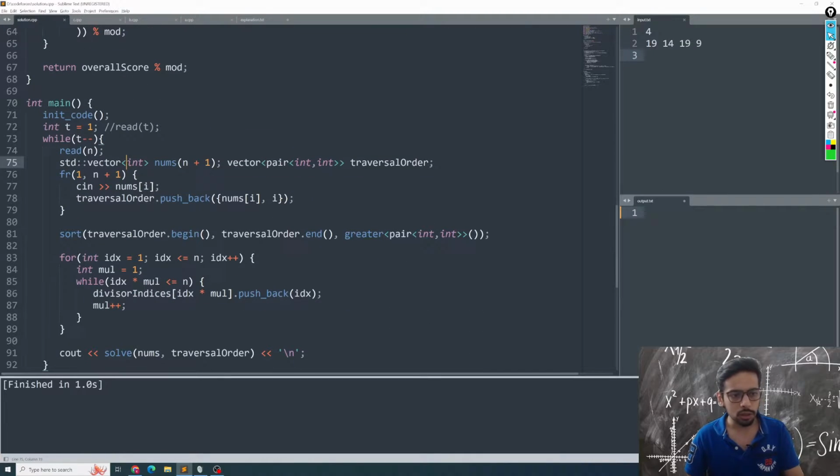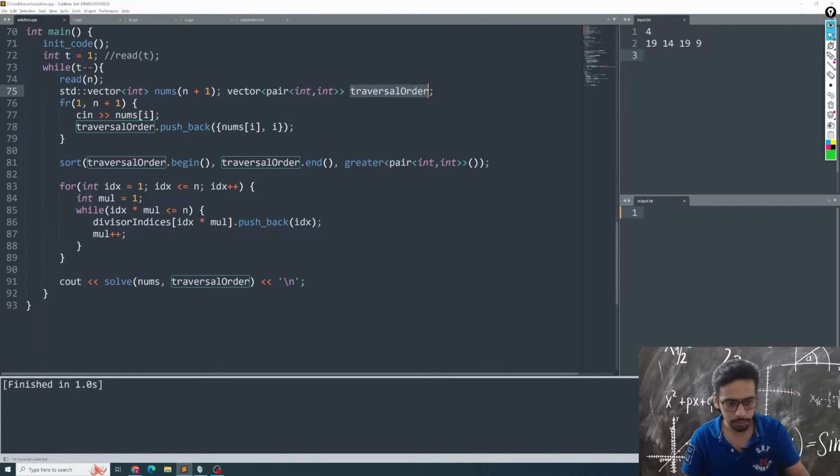So what I did was I took the input and I formed a traversal order. So traversal order contains the element I and its index, and then I sorted them from the largest to the smallest. So this traversal order has the largest element at front along with its index and the smallest element at the last along with its index. So A of L1, A of L2, A of L3, and so on.